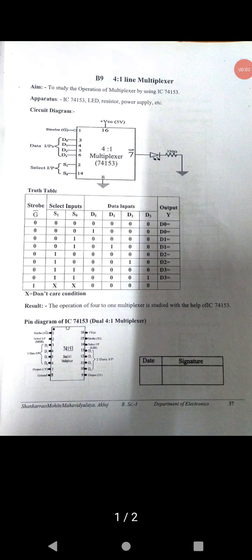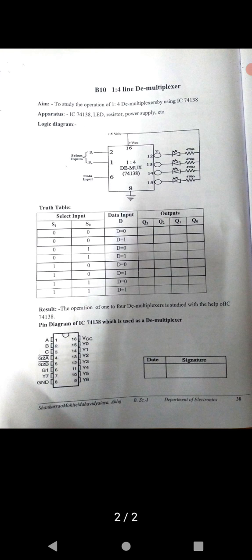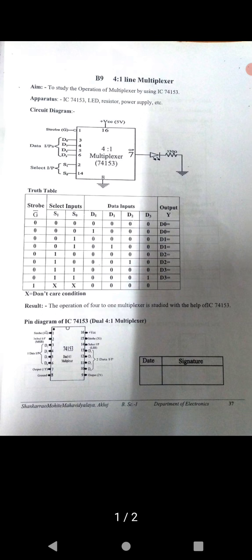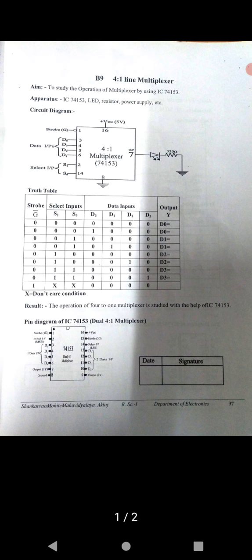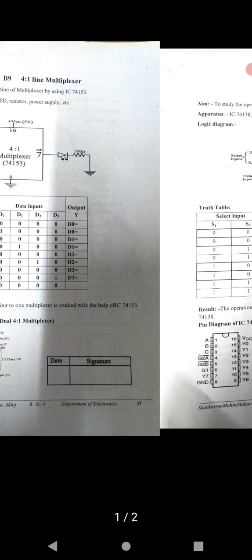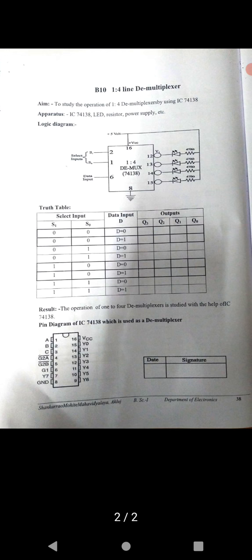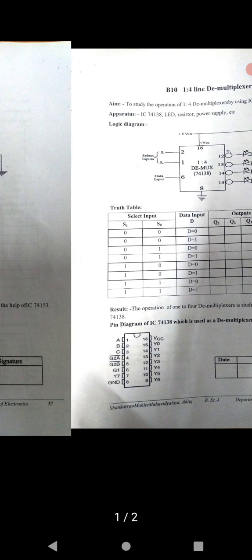Hi everyone. Today's experiment is the 4:1 line multiplexer and 1:4 line demultiplexer. In these experiments, firstly, the total chart is explained here. See here the 4:1 line multiplexer. Multiplexer means many inputs and only one output. And demultiplexer means only one input and many outputs.